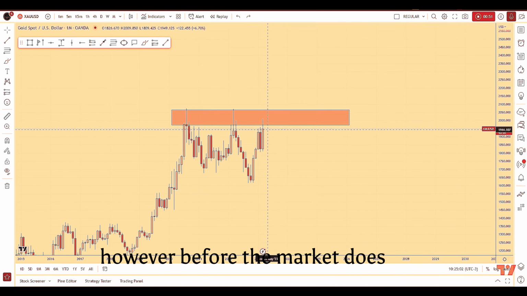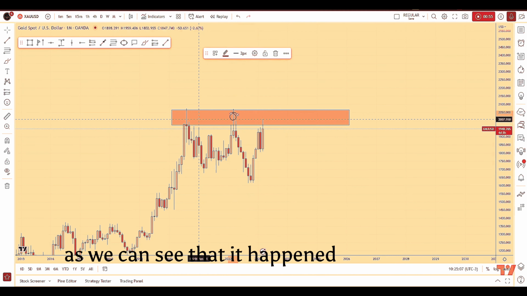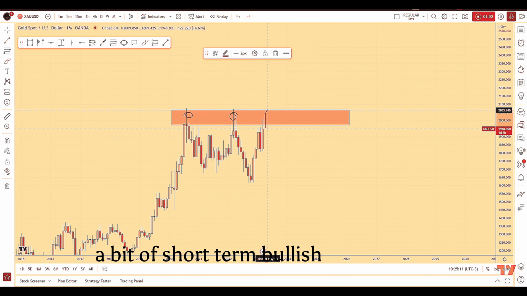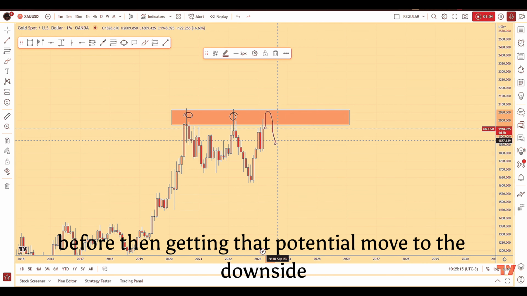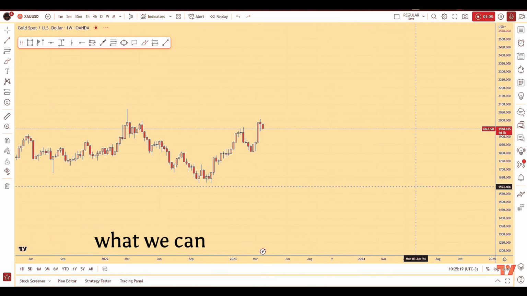Now, as we're testing this area, we could expect bearish price action to be created away from this zone. However, before the market does that, usually we get a deeper test of the area, as we can see that it happened here and here. So we could expect first a bit of short-term bullish price action before then getting that potential move to the downside.